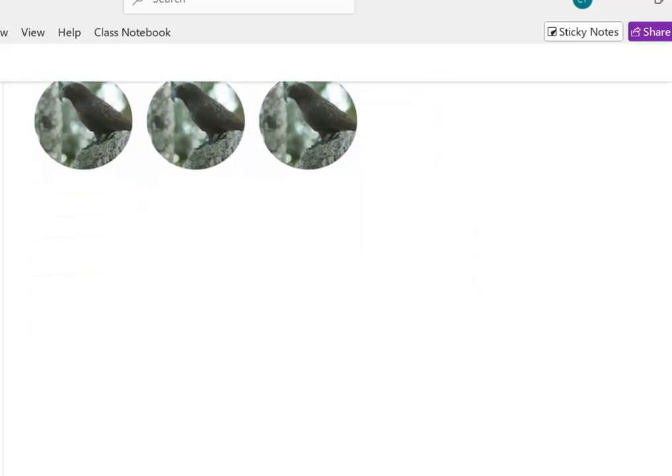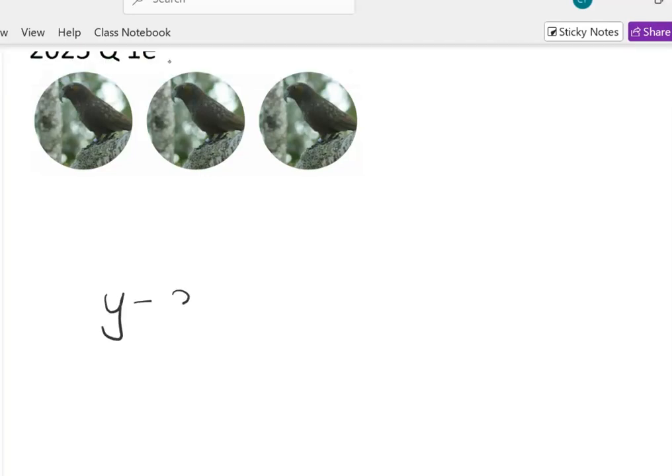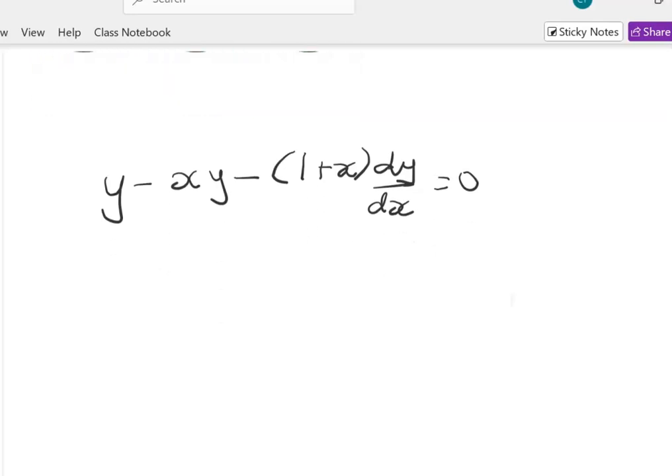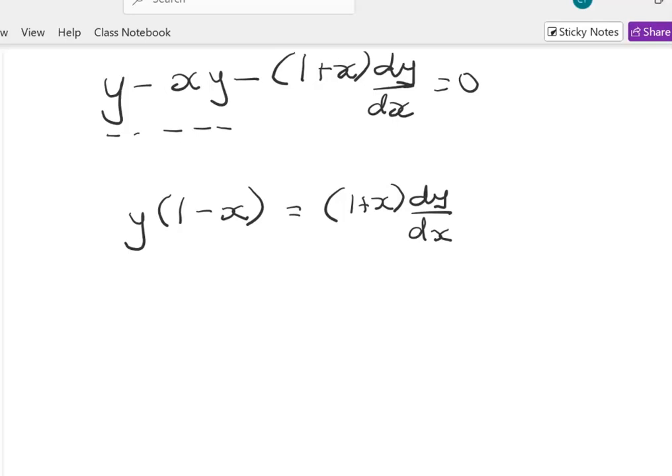I'll start out by just writing out the DE as usual. So we have y minus xy minus 1 plus x dy by dx equals 0. So I'm going to go quite slowly here because we don't want to muck up this separation of variables. So I notice that I've just got the y stuff in here. So let's factor out a 1 minus x and then set that equal to 1 plus x times dy by dx. So now the separation of variables is pretty obvious.